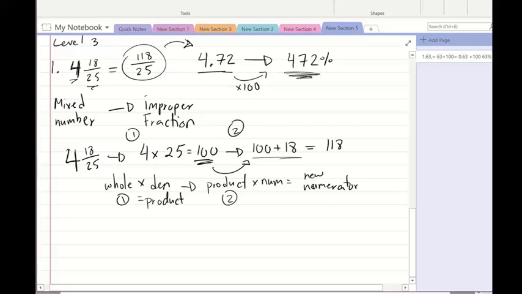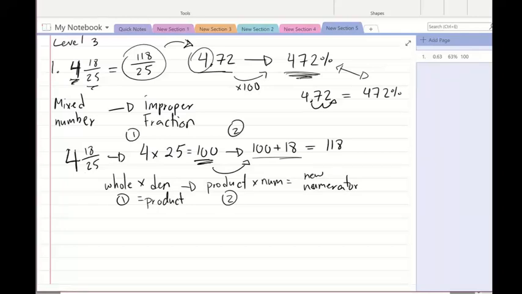Same thing. Let me make some space. 4.72. If I had done it the other way, moving the decimal 2 spaces to the right, you would get 472%. Same exact thing, whichever way you look at it. And it's not a coincidence that there's a 4 over here which matches this 4 over here, right? If you see that 4, that means you know you're on the right track.